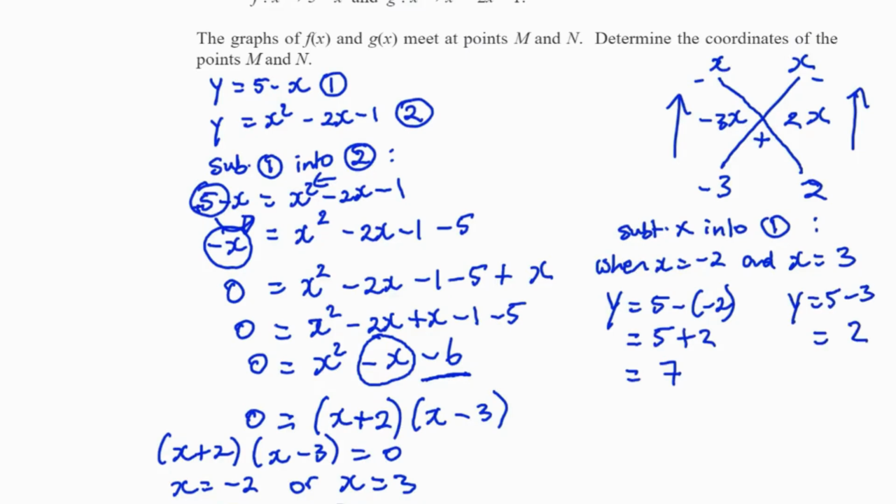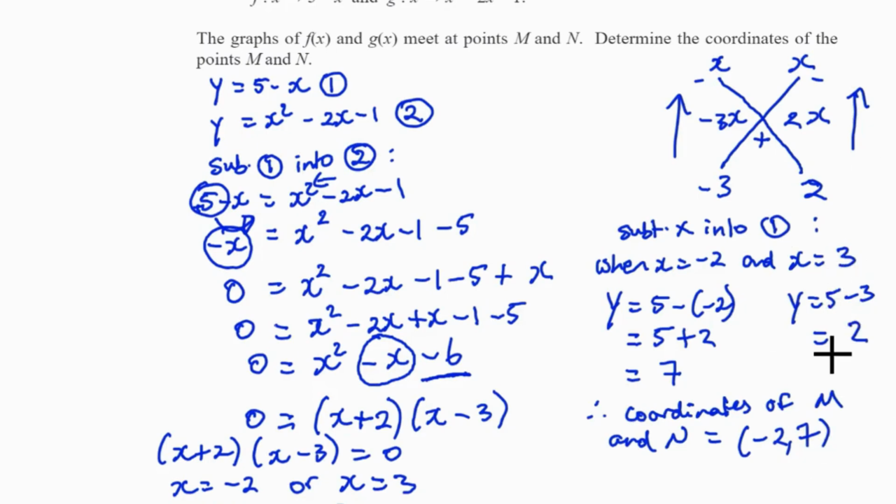So we automatically have an x value and a y value for these two meeting points, M and N, right? So our coordinates of M and N would be minus 2, 7, and then let's do the other one, which is x is equal to 3 and y is equal to 2, so 3, 2.